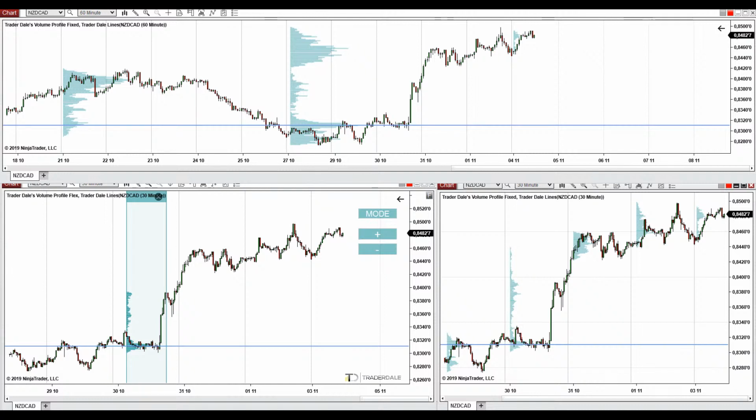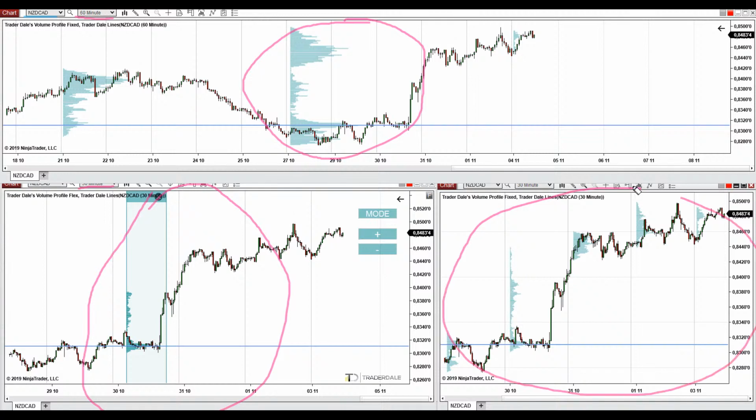Alright, so let's now go into the charts. Let's go into the current trading ideas, and let's start with intraday trading ideas. The first one is on New Zealand dollar, Canadian dollar. What you see before you is a weekly profile printed on a 60-minute chart, fixed profile printed on 30-minute chart, and daily profiles printed on 30-minute chart.